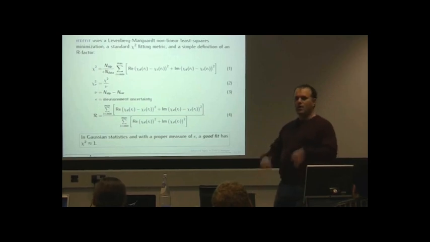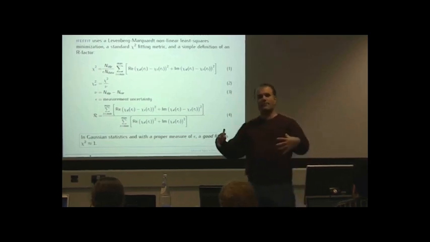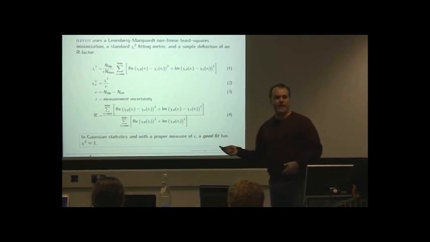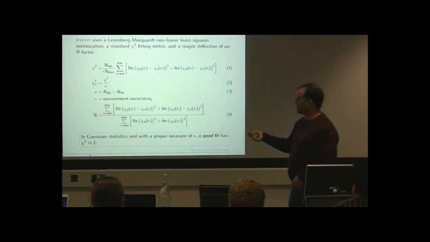So the fit stops when chi-squared stops getting smaller. So it adjusts the guess parameters until chi-squared stops getting smaller. So this is the fitting metric.